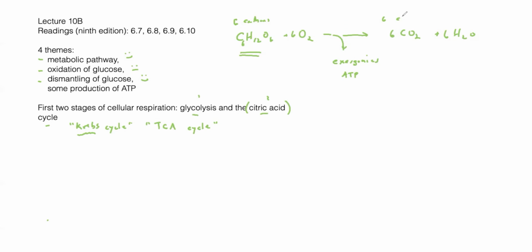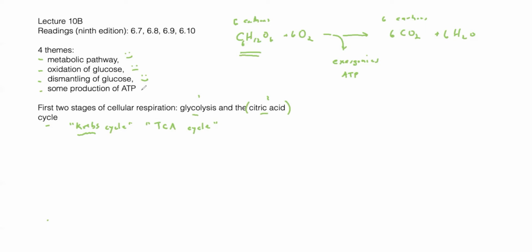6 carbons over here in the form of 6 carbon dioxides. And so by dismantling the glucose on the left side of the reaction, the carbon bits are coming away in 6 little pieces of carbon dioxide. And that's going to be happening in the process, and that's going to be entirely occurring through the glycolysis and citric acid portion.